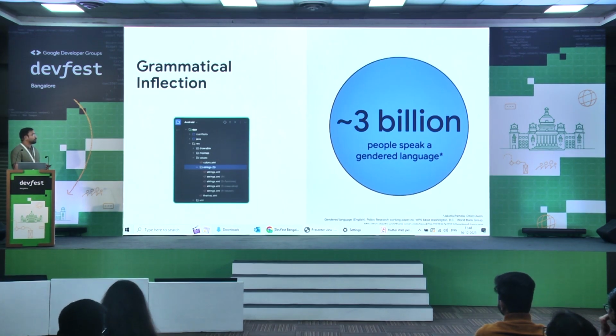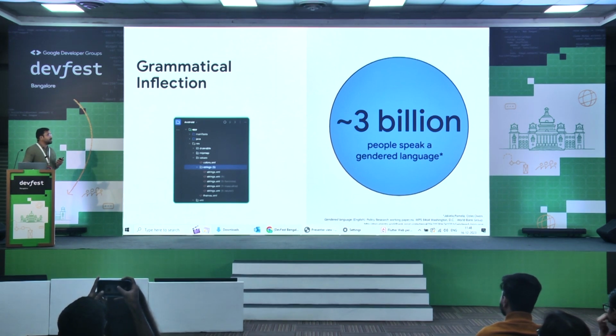Android 14 also provides grammatical inflection, saying that your string resources can be gender specific, maybe masculine, feminine, or neutral.